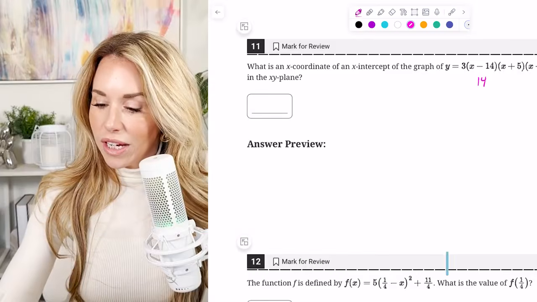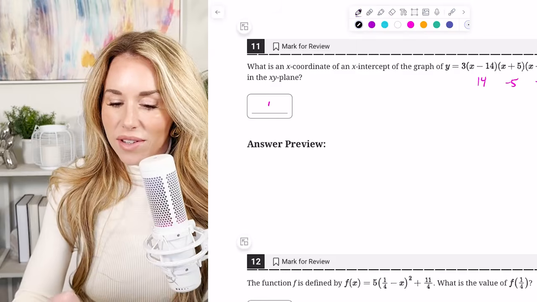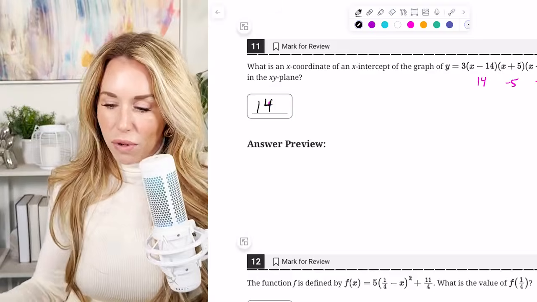What is an x-coordinate of an x-intercept of the graph? Okay, it could be 14, it could be -5, or it could be -4. So that's why they said what is an, meaning there could be more than one. I'll just put 14 down.